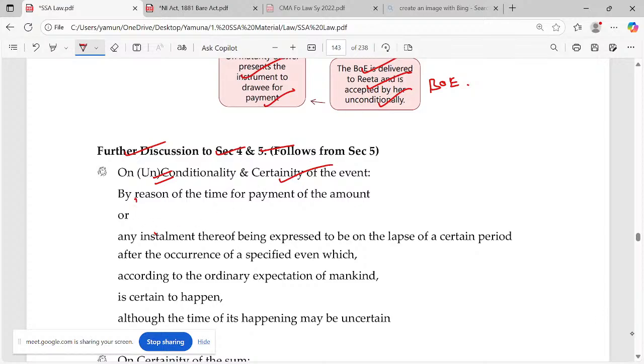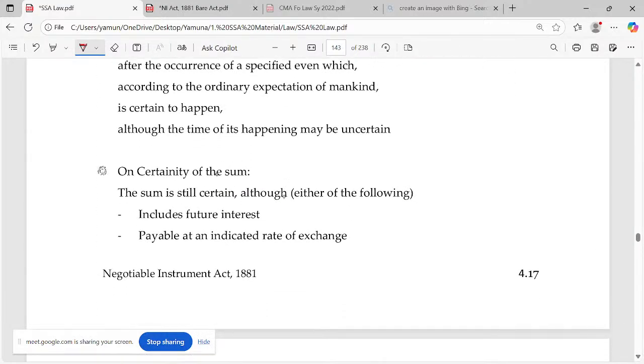So I'm not going word by word, not much necessary. Okay. If you talk about the certainty, it should be certain on the sum also. How much amount? Okay. So the sum is still certain, including further interest, it's certain only.